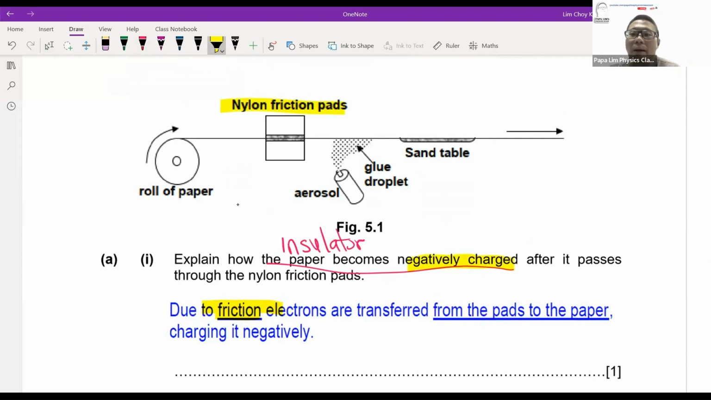The nylon friction pad actually loses electrons to the paper itself. And through what process? Through the friction process. So in this question, I will need two things. I will need students to highlight that it is charging by friction, and more importantly, to tell me how the electrons are being transferred. It has to tell me the direction, from the pads to the paper itself.